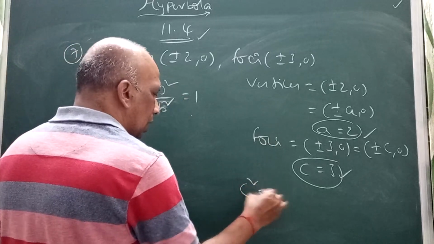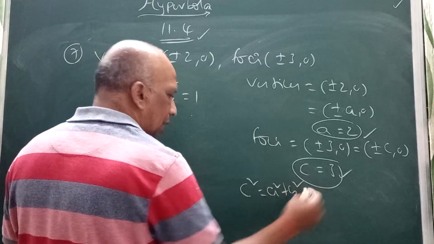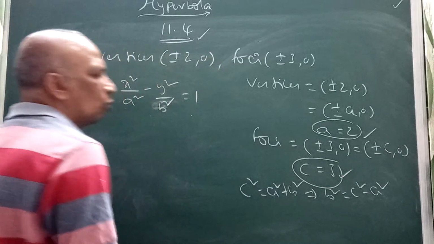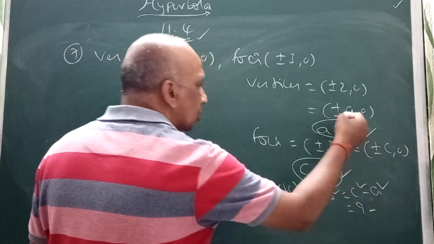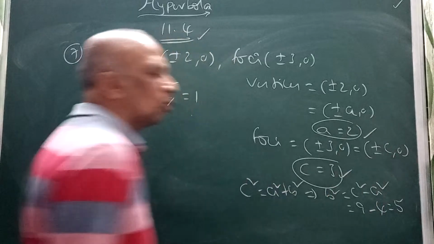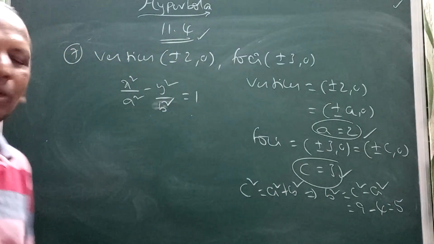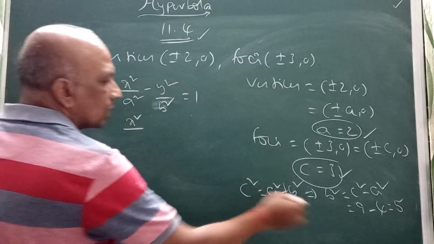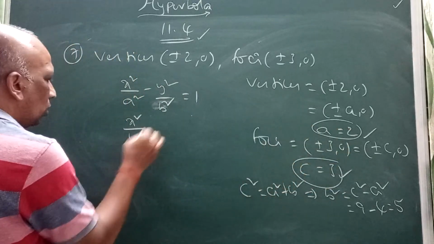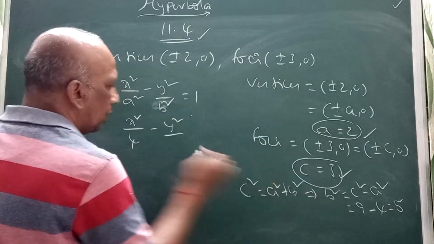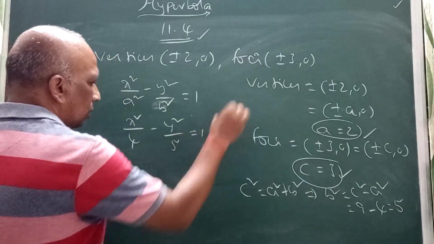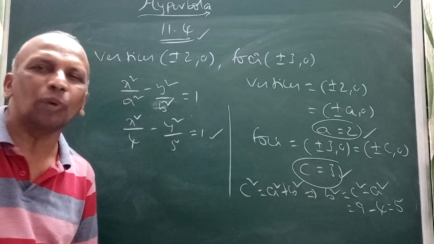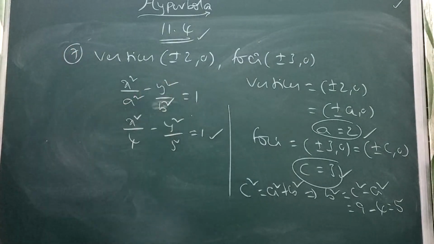But we know the relation c square equal to a square plus b square, right? So from this b square is equal to c square minus a square. We know c square is 9, minus a square is 4. So b square is equal to 5. I got b square is equal to 5. Therefore, the equation of the required hyperbola is x square by 4 minus y square by 5 equal to 1. This is your answer, the required answer.